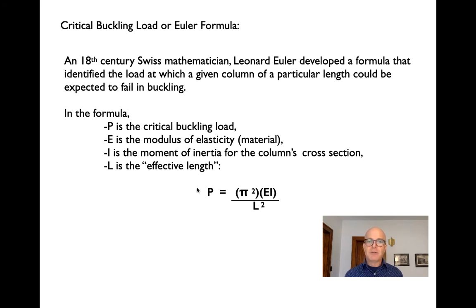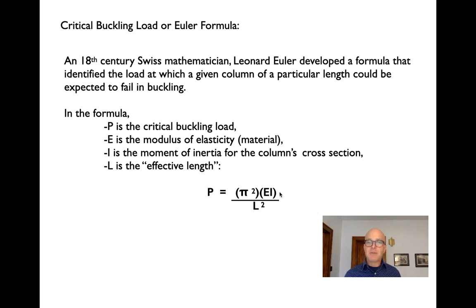Here is Euler's formula, and you can see it's relatively simple. We've got a constant, pi. Here's the load that we're going to come up with. And you can see that, just like deflection, buckling is sensitive to the length. Here it's on the bottom because a longer column means a lower allowable load, right? So the longer, the slenderer the column, the less load we can put on it.